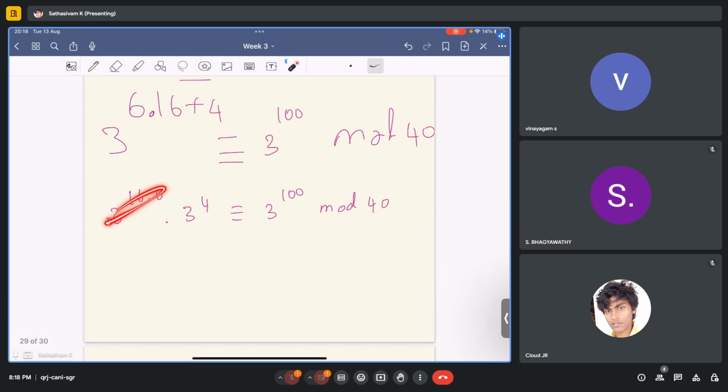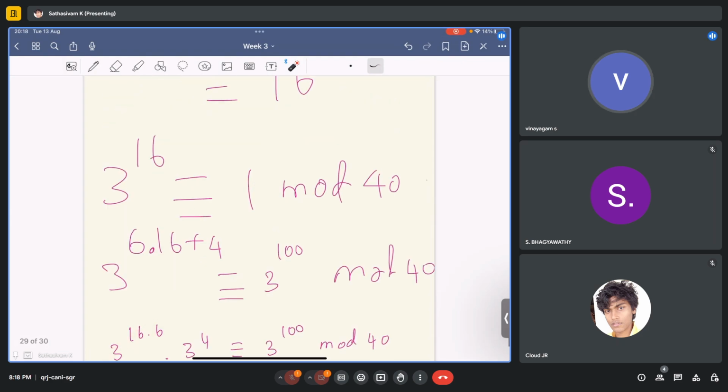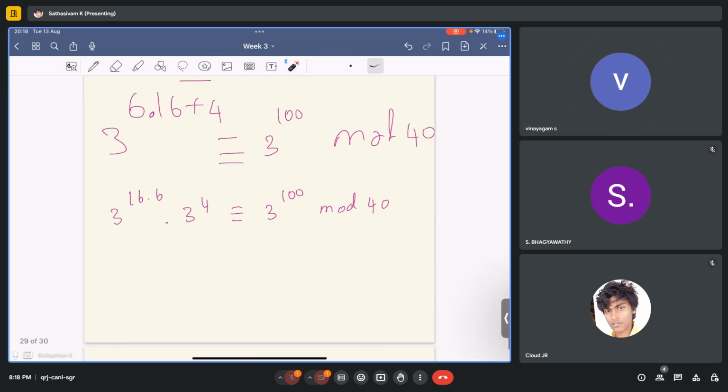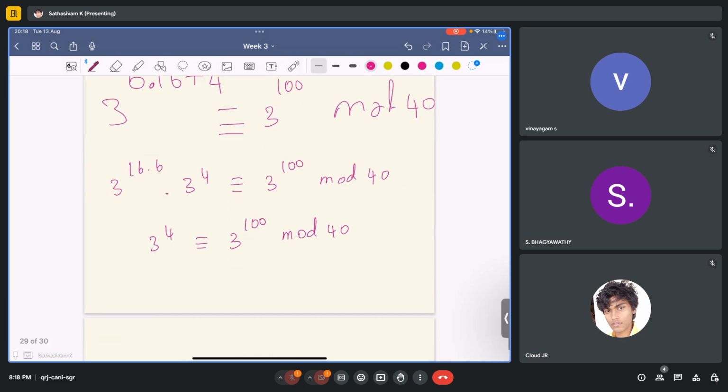If you look here, this is nothing but 3 power 16 to the 6, times 3 power 4, congruent to 3 power 100 mod 40. Okay, but this guy will go away, because we have 3 power 16 is congruent to 1 mod 40. So this is congruent to 1 mod 40. So what we have is 3 power 4 is congruent to 3 power 100 mod 40. Now let's look at what is 3 power 4. 3 power 4 is basically 81.